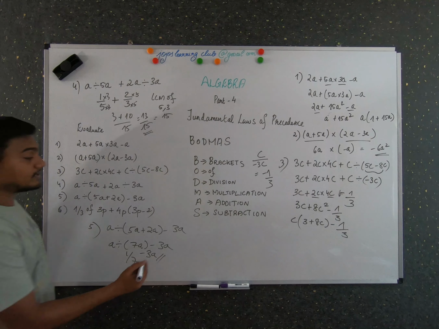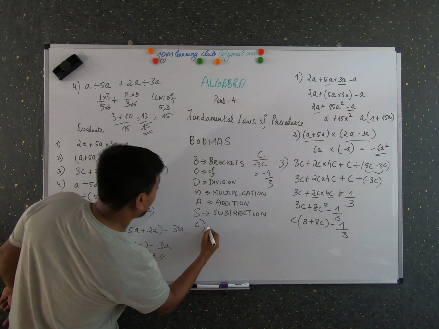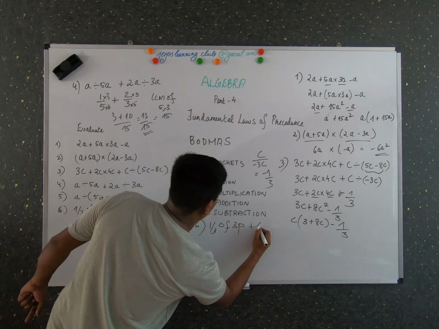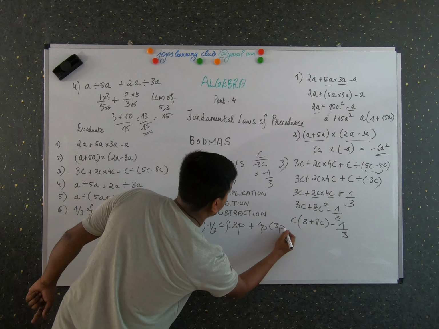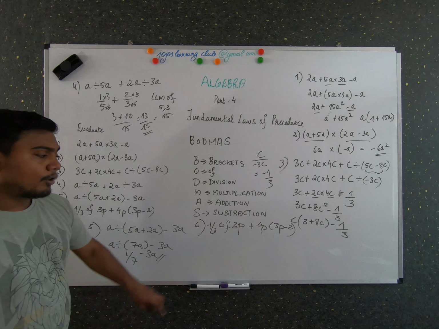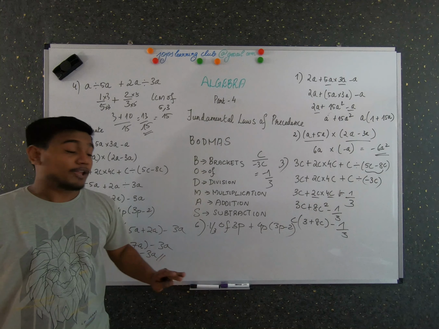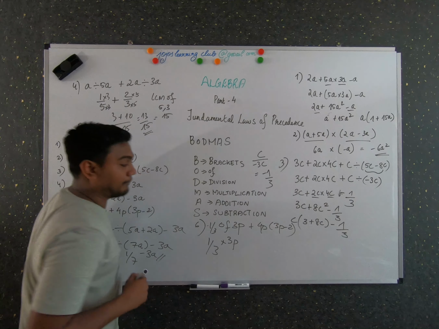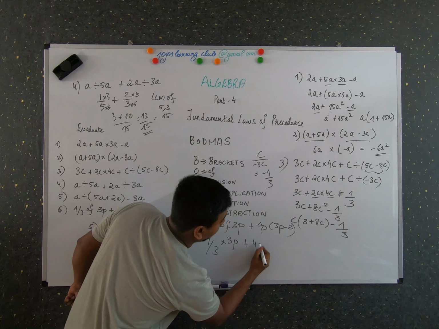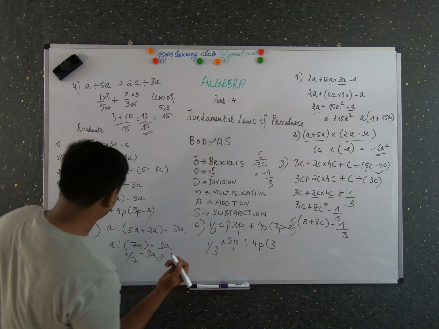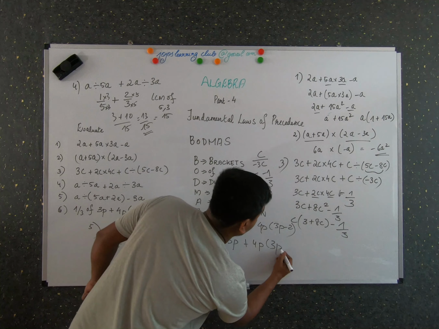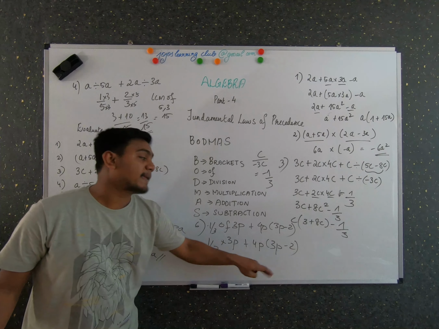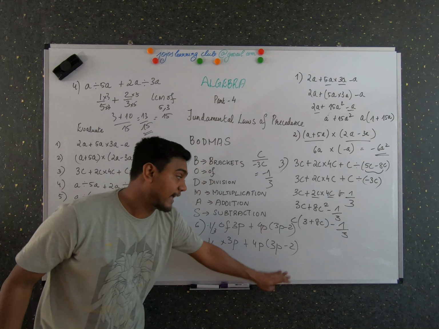And now let's do the sixth problem. 1 by 3 of 3p plus 4p into 3p minus 2. When it is written as "of", you can write it as 1 by 3 into 3p, plus 4p into 3p minus 2. You can see that in these brackets you can't simplify anything, so just write it the same.